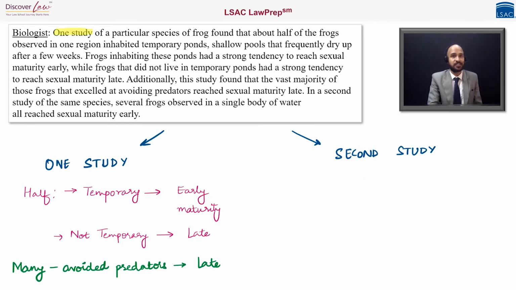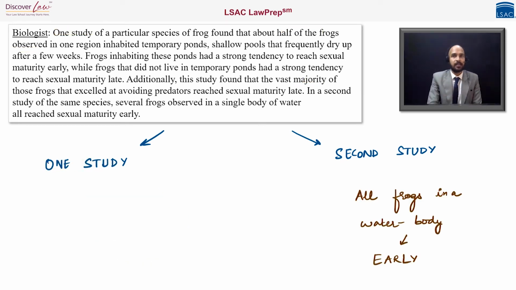So what does the first study tell you? It tells you that around half of the frogs that were observed in the region live in temporary ponds and they reach maturity early. The ones that do not live there reach maturity late. It also tells you that a vast majority of the frogs that effectively avoided predators reach sexual maturity late. Let's look at what the second study has to say. Now, the second study tells you that all the frogs in a certain water body reached sexual maturity early.